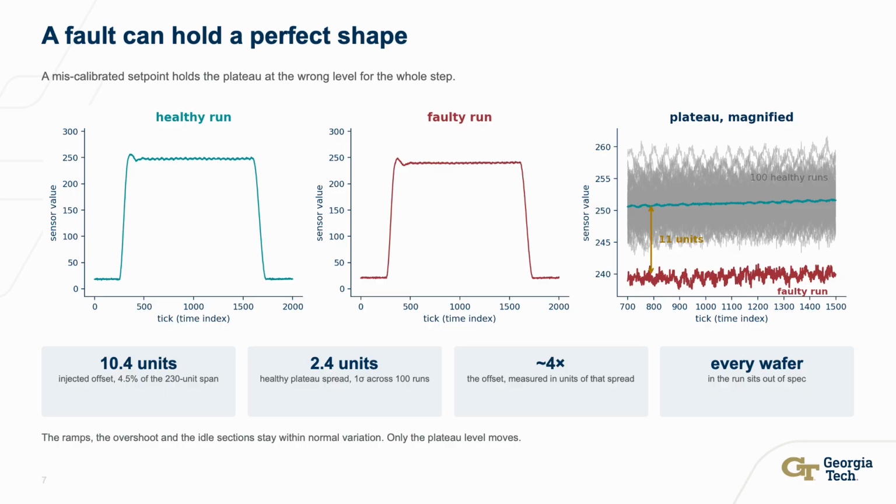The controller did its job perfectly. It held the pressure tight and stable at the wrong value. Every wafer in that run is out of spec. The number underneath gives you the scale.